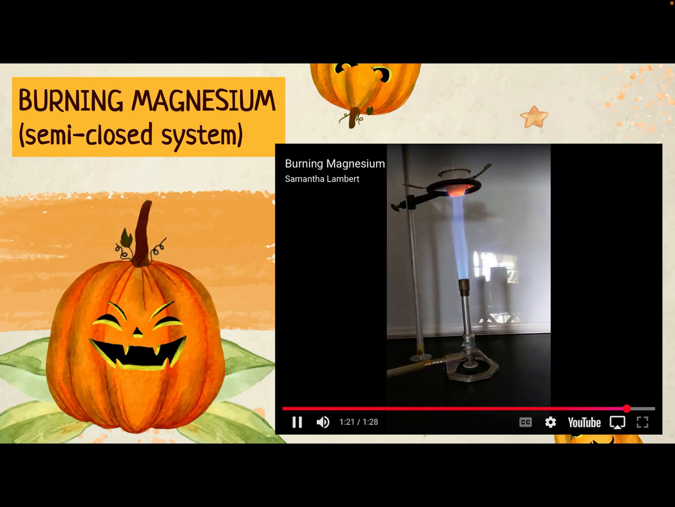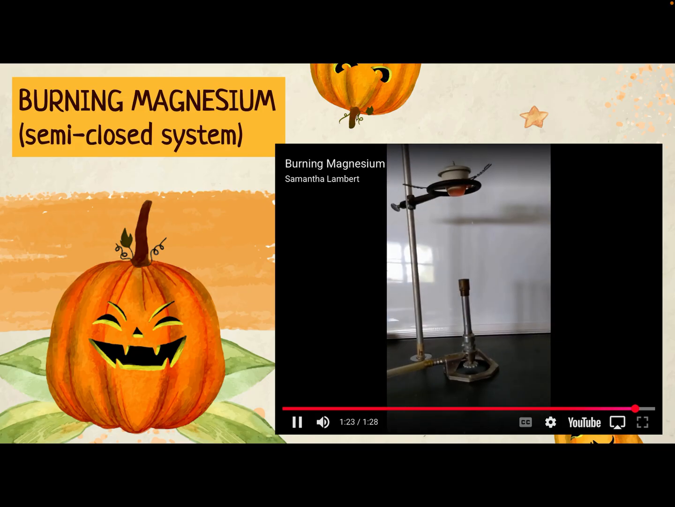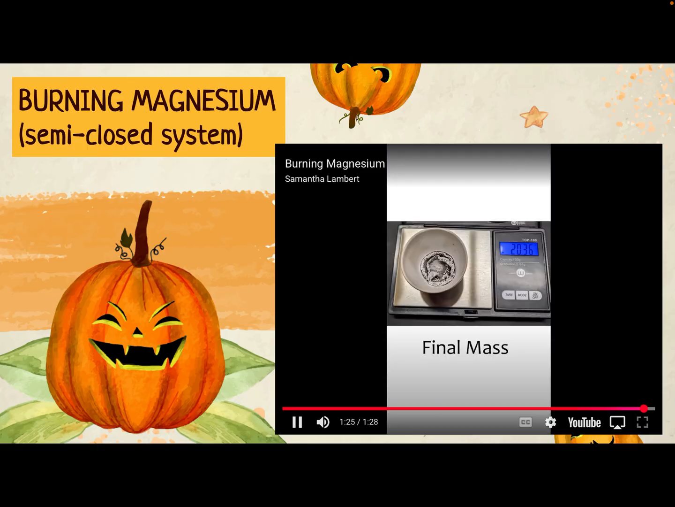I feel like I probably should have put the SpongeBob meme in there. 15 minutes later. Okay, so here's where it gets interesting. I took it off. You can see what it looks like after I've let it go, after I've burned it. And note its final mass. So take a look at the original mass, take a look at the final mass. Is this what you expected to happen?